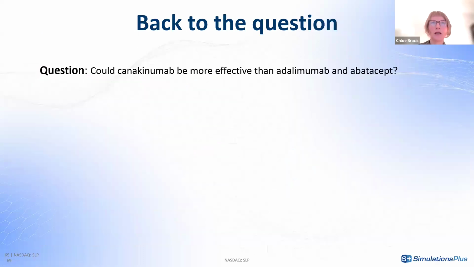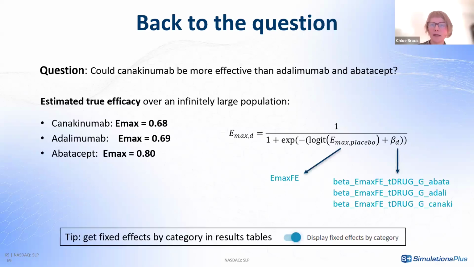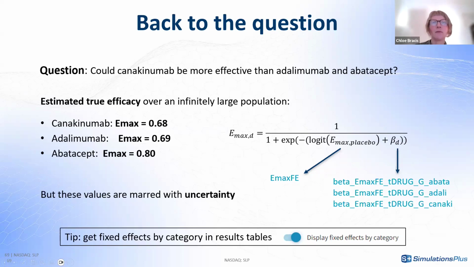But going back to our actual question, could canakinumab be more effective than our other two treatments? So we can look at our estimated true efficacy over an infinitely large population. So here, again, I can get my Emax for each of my 3 treatments. I can either use that display fixed effects by category, and Monolix will calculate this for me directly in the results tables. I can also go back to my formulas and calculate this myself by using my Emax fixed effect estimated for my placebo and taking into account my different covariate values estimated for each of my drugs. But one thing to keep in mind is that these values are marred with uncertainty. So these are my point estimates, and here I would say that canakinumab is not more effective, but this is just based on my particular clinical trials.